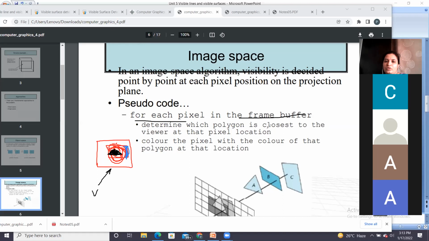Okay, so for the closest polygon we have to consider that pixel location as visible. Color the pixel with the color of that polygon. So I am going to color it with black color. Then the surrounding is with red color and the rectangle which is outside with blue color. This is what I am going to display.